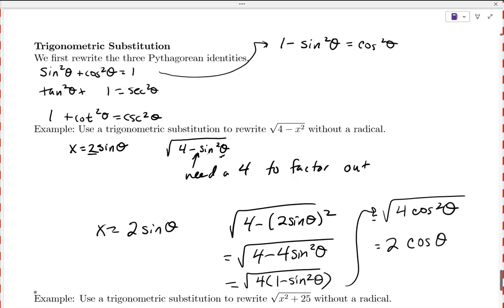Technically, it's not just cosine. Technically, it's absolute value of cosine. Remember, square root of 2 squared is 2, but square root of negative 2 quantity squared is also 2. So technically you get the absolute value when you do the square root of a square. We don't typically write the absolute value here because we assume that our theta is in the first quadrant, so everything will be positive and we don't need to worry about the absolute values. But just technically know there should be absolute value bars there.